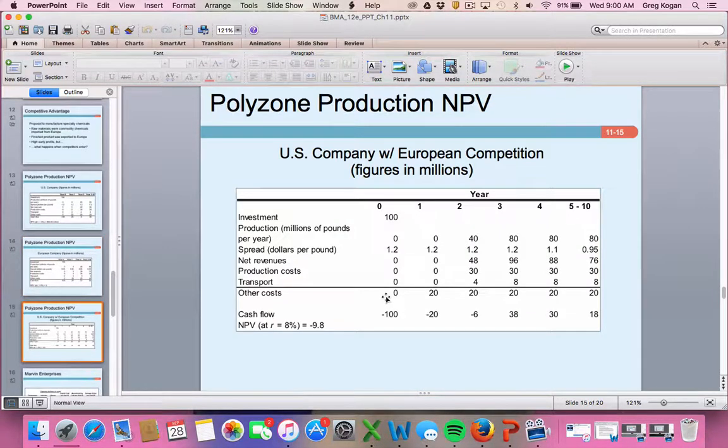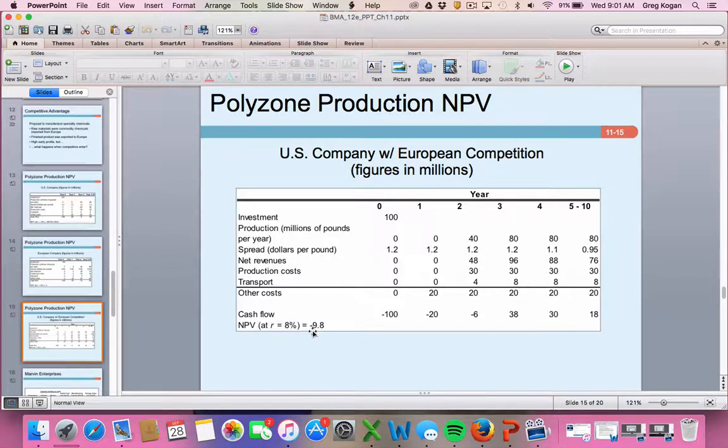So the idea is, let's say they're able to hold the price for the first couple of years, but then after year 4, the European competitors are starting to catch up. They're building their plant. Their plant is starting to come online, which makes a lot of sense in years 5 to 10. That's what the price will be. And with that kind of spread, with revenue of 76, cost of 30, the 8 becomes a big deal. And with this kind of NPV, we're looking at a negative 9.8 NPV, and we have a negative profitability.